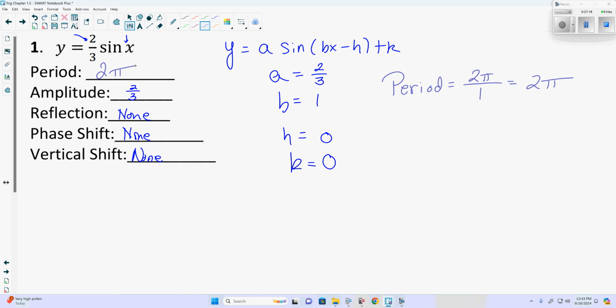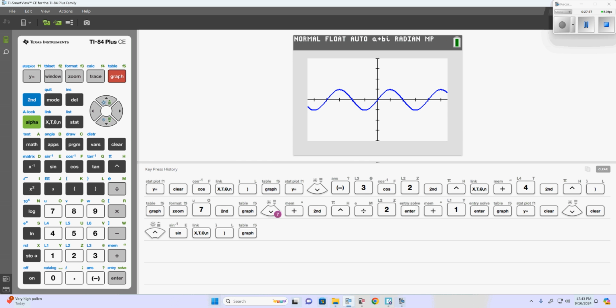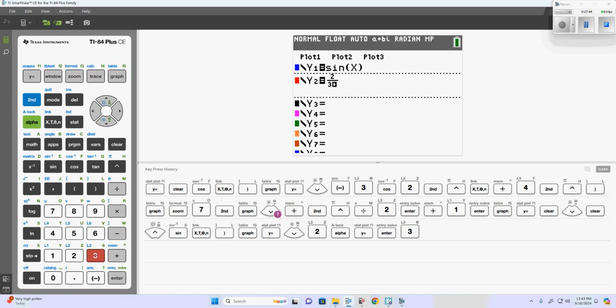Questions over this here? Now, the amplitude being 2/3 means that the maximum and minimum values are going to be 2/3 of what they should be. Well, that's 2/3 of 1 or negative 1. Which means for us, we're talking about sine of x. Here, instead of it going to 1 and negative 1, we should go to 2/3 and negative 2/3. 2/3 sine of x.